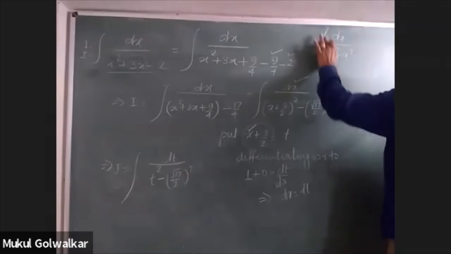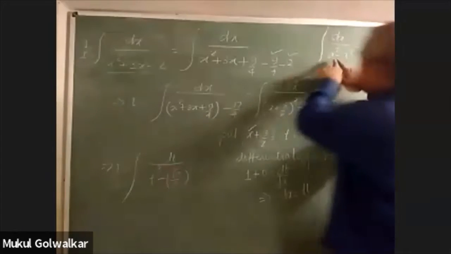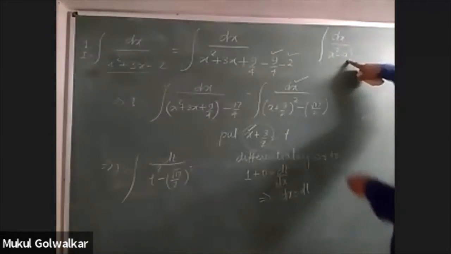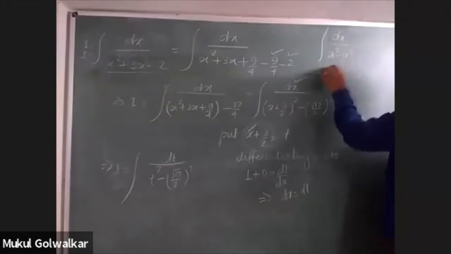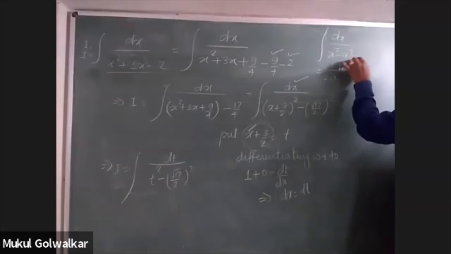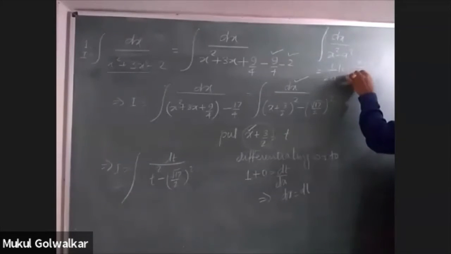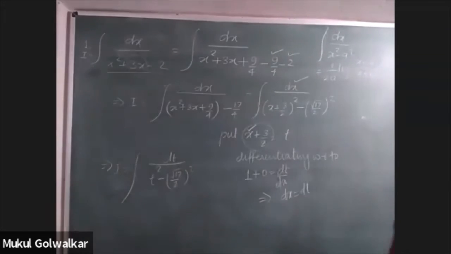See that variable term is coming first, so you should be able to write down x square minus a square. And the answer to that, if you recall the formula correctly, is 1 by 2a log of (x minus a) divided by (x plus a).